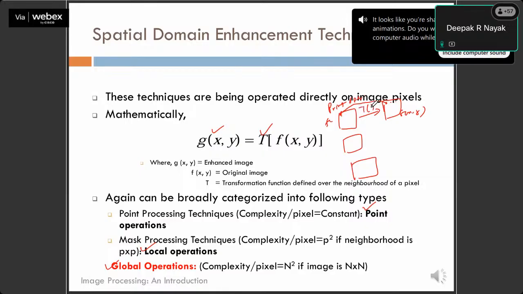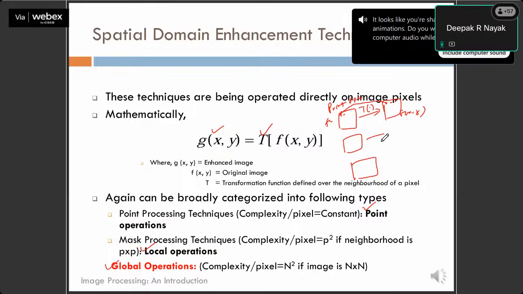Let's say this is a transformation function which is only dependent on the point operation. That means every pixel in g(x,y) can be modified only by looking at the corresponding point in f(x,y). That is why it is called a point processing technique or point operation.